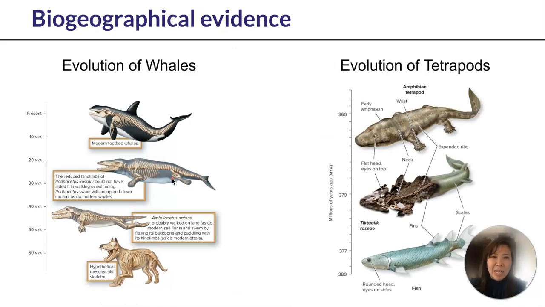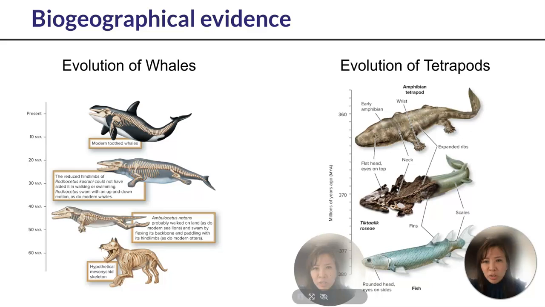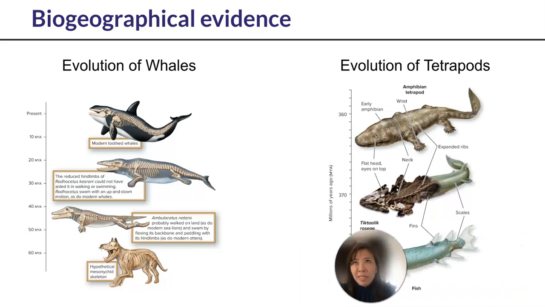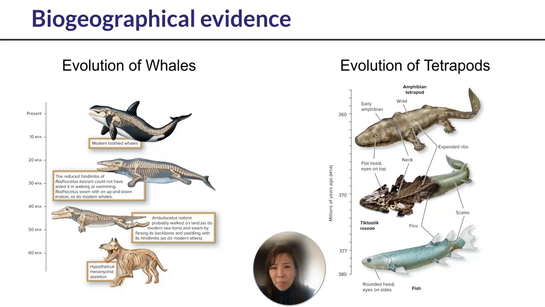Okay, so let's look at some other examples of biogeographical evidence here. The idea is that different species, based on their environment and geography, can adapt, but they might have had a common ancestor. Here we're looking at two different ones, the evolution of whales and the evolution of the theropod. I hope you can appreciate how certain anatomical and physical characteristics might be passed on, but over time become more adapted to their environment.